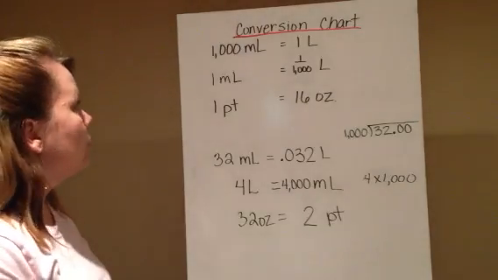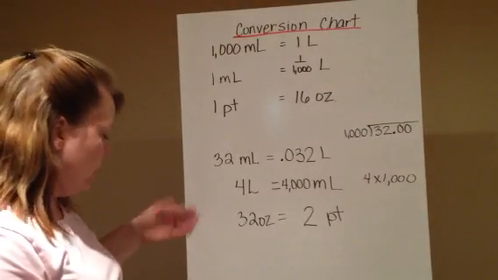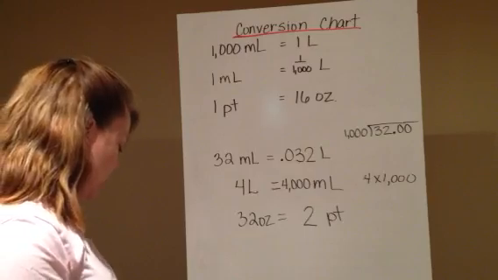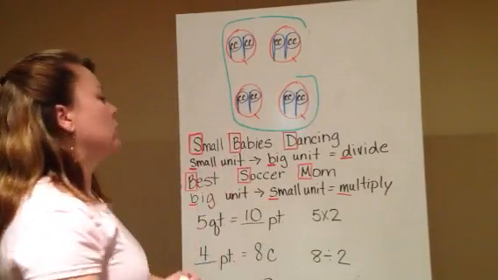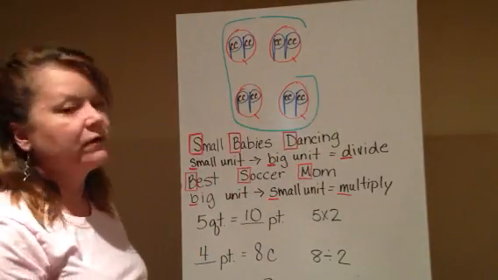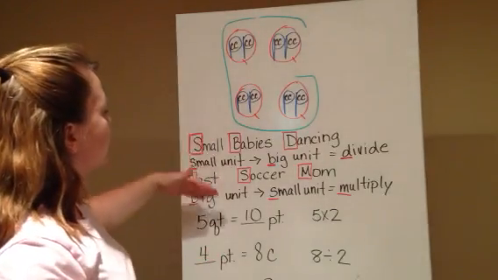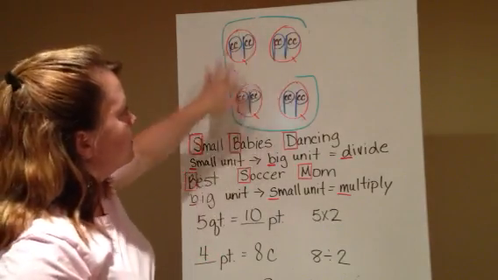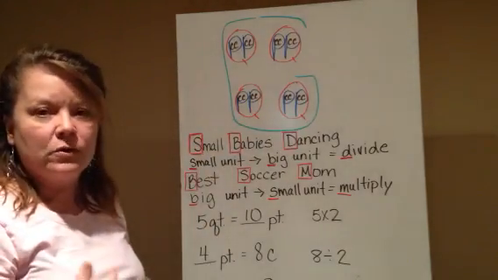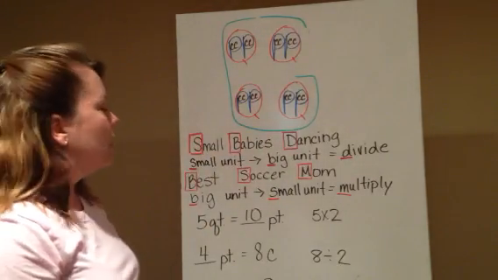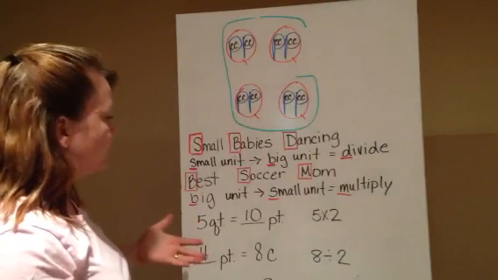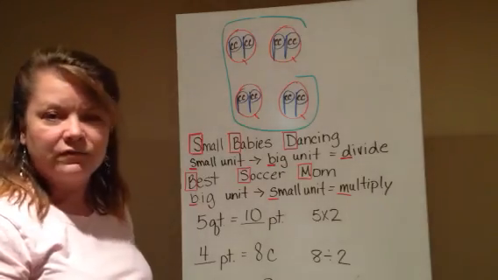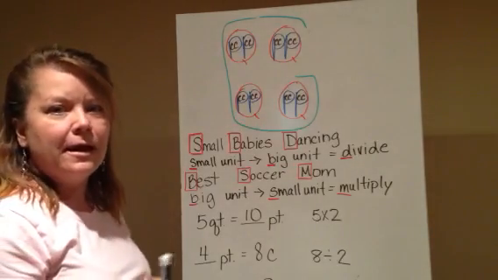Okay? So what you're going to have to remember is when we go from a big unit to a small unit, we're going to multiply. So this is really important. If we go from a small unit to a big unit, we're going to divide. If you can remember these two sayings and this diagram right here, that's going to help you with a lot of your conversions. It's just going to take some practice, and it's not something that you're probably going to have all of these units memorized and know.